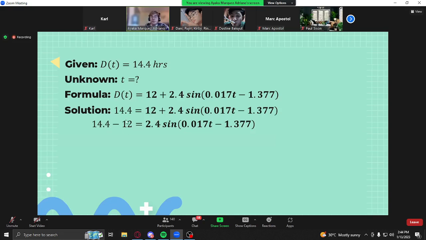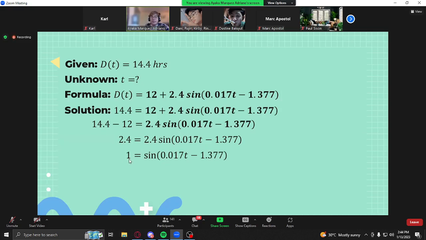We transpose 12 to the other side. So magiging siyang 14.4 minus 12. So that will be ilan? 2.4. 2.4 sine this function. And then we divide both sides by 2.4.